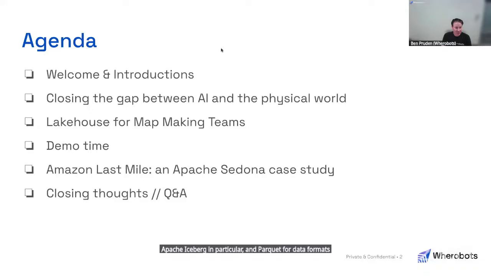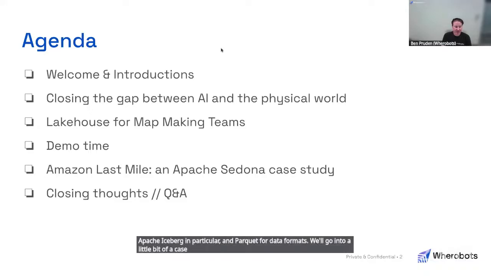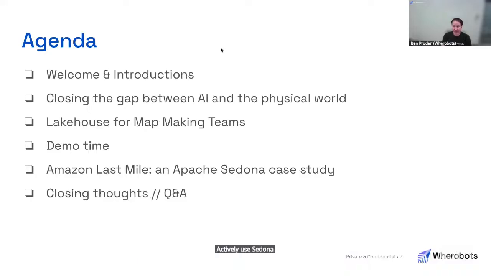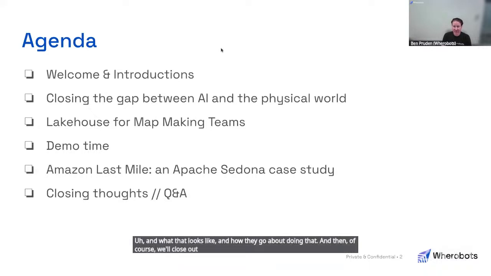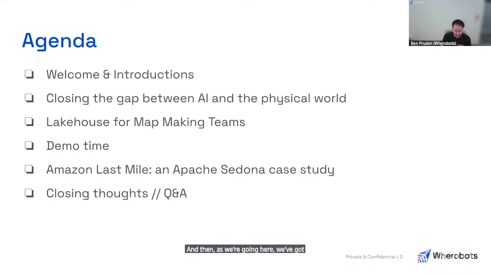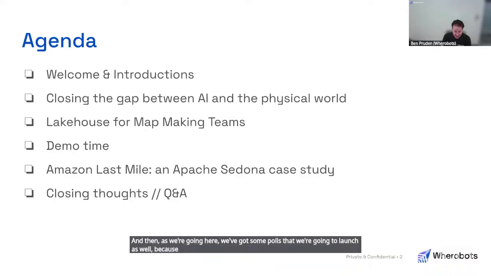We'll go into a little bit of a case study. We'll talk about how the team at Amazon Last Mile actively used Sedona to build their digital representation of the physical world, what that looks like, and how they go about doing that. And then, of course, we'll close out with some thoughts and some Q&A. As we're going, we've got some polls that we're going to launch as well, because we're really curious about your feedback. So I'll be having those come up as well.